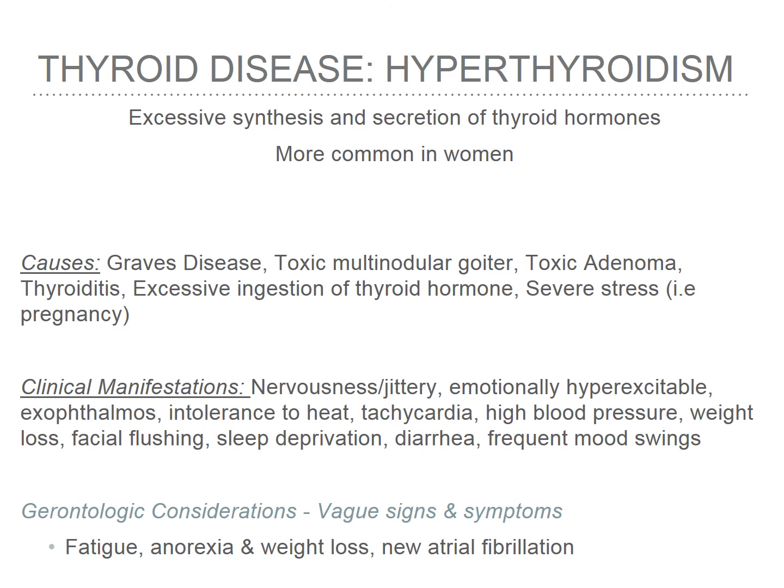Gerontological considerations, so that's your elderly patients, are a little bit different. They tend to be very vague with their symptoms. They may just say that they feel a little bit fatigued, maybe anorexic, they've had weight loss, and all of a sudden they have a new atrial fibrillation. That could be caused by their excessive secretion of thyroid hormones. Where I work, one of our ICU doctors, I don't want to say always, but almost always will check an elderly patient's thyroid stimulating hormone level, the TSH level, to see if the vague signs and symptoms they came in with and this new AFib or new arrhythmia could be caused by the excessive secretion of thyroid hormones.